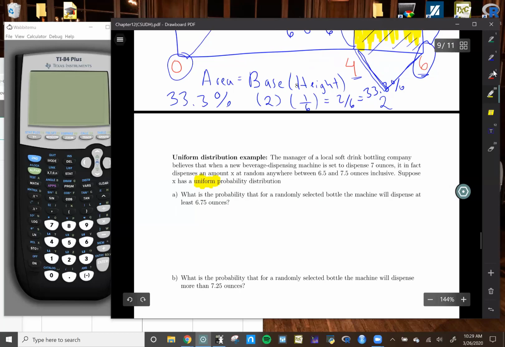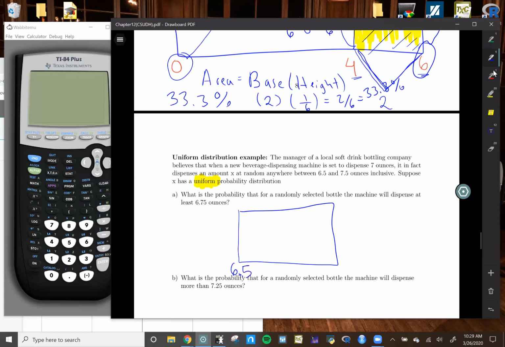On the chat, I want you to type in the lowest amount that could possibly be dispensed for a soft drink. And let me just draw this out. There you go, 6.5. Thank you, Karen. What's the highest amount that will be dispensed by this beverage machine? Yeah, 7.5. Thank you, Brian.